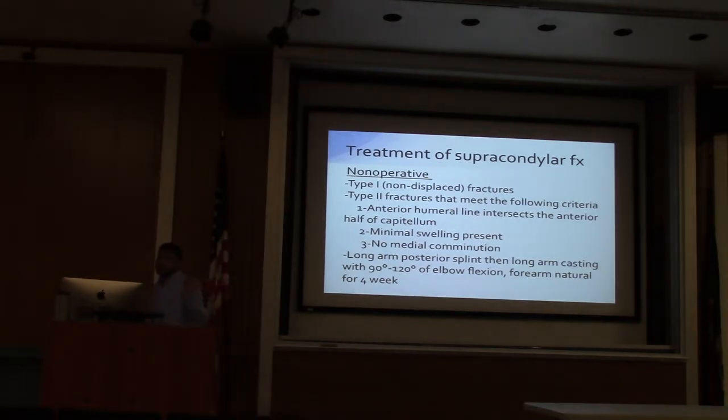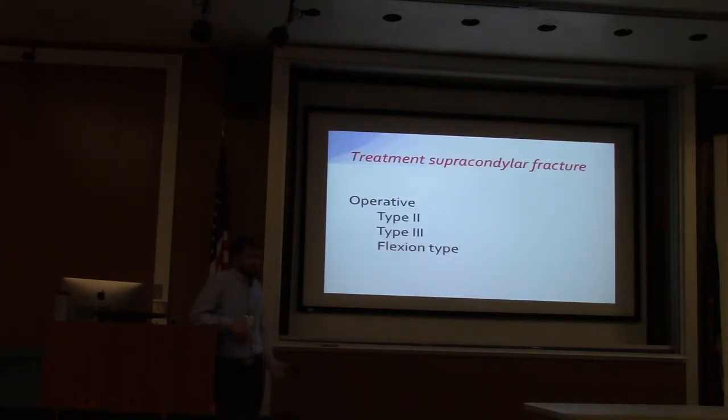Treatment for supracondylar, as we mentioned: type 1 non-displaced, or type 2 that is very limited, if the anterior humeral line intersects with the anterior part of the capitulum, and there is minimal swelling and no medial involvement. In this case, they can treat conservatively with closed reduction and a long arm cast in a position from 90 to 120 degrees, in a neutral position for almost 4 weeks. Otherwise, the other cases of type 2, type 3, or flexion type, most likely need operative treatment.